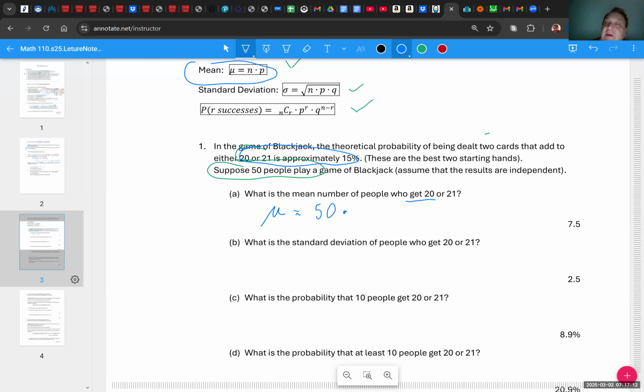Remember, we want to know if people get a 20 or 21. So we're going to consider success to be getting a 20 or 21. And we know the probability of success is 15%. So I'm going to multiply 50 times 0.15. And let's see if I did it on Desmos already. I think I did.